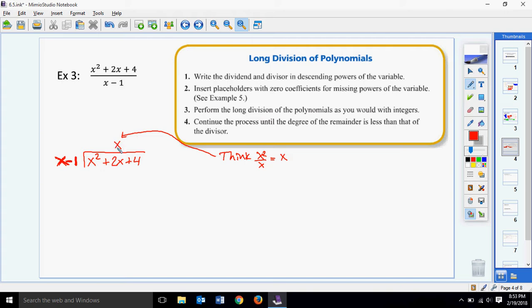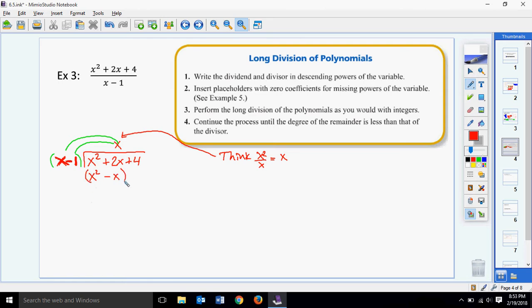So now I multiply, just like I did on the last slide, x times x minus 1. Now remember, when we're doing this, it's times all of it, so think about it as in parentheses. So x times x would give me x squared. I'm going to line it up with the x squared. x times minus 1 would give me a negative x.